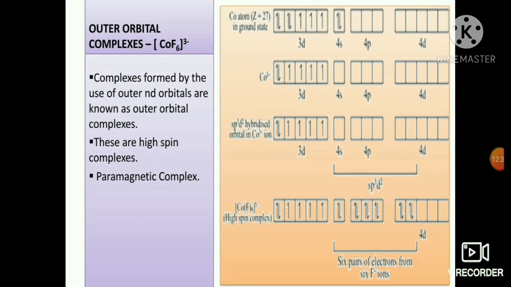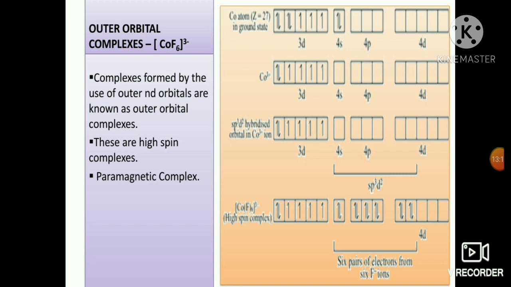We can clearly see the ground state configuration: 4s2 and 3d7. As the oxidation state of cobalt is 3+, it has to lose 3 electrons, 2 from 4s and 1 from 3d orbital. So now 4s becomes empty, 4p is totally empty, and as it is an outer orbital complex, 4d orbitals will be involved in the bond formation. So it shows sp3d2 hybridization.